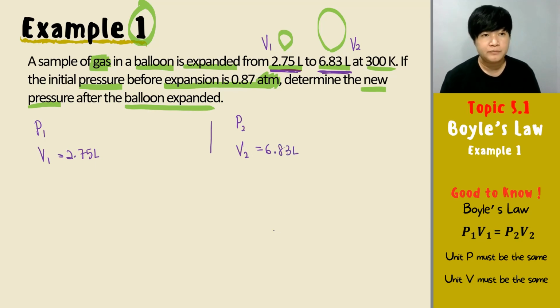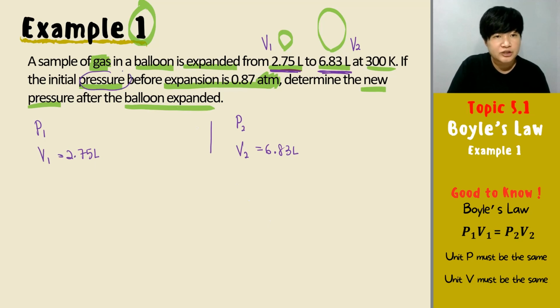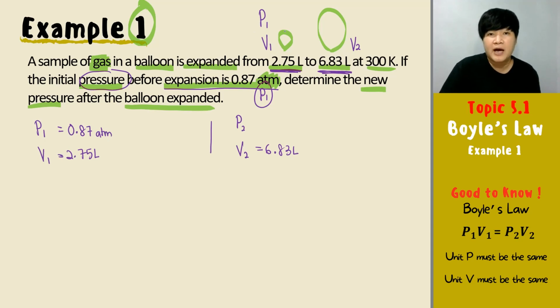Done for the volume. The initial pressure before the expansion means it is the first situation. That is your P1. Okay? So your P1 over here is 0.87 atm. Before it expands, we are right now at the smaller size, so the pressure at the V1 is 0.87 atm. The question is definitely asking for the P2, which is the new pressure after the balloon expanded.